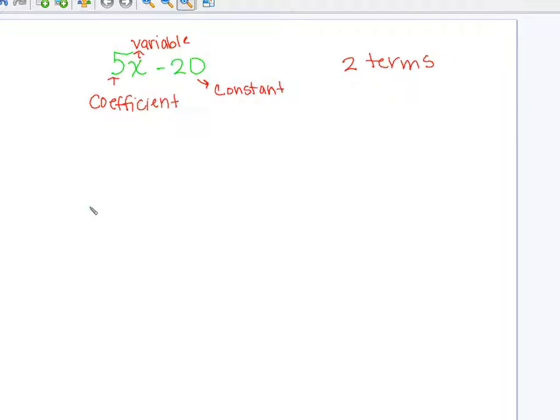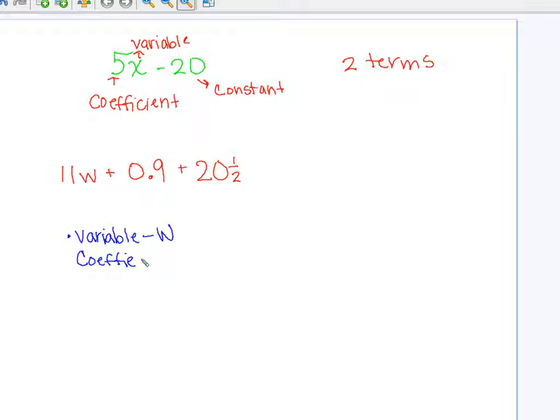So, let's take a look at number 1. It is 11w plus 0.9 plus 20 and 1/2. I tell the kids start with what you know, and usually they know the variable and the coefficient. So the variable, if you have a variable, you have a coefficient. They go hand in hand. So the variable would be a w. Coefficient is the number in front of the variable. That's a c. And the number in front of the variable is an 11.